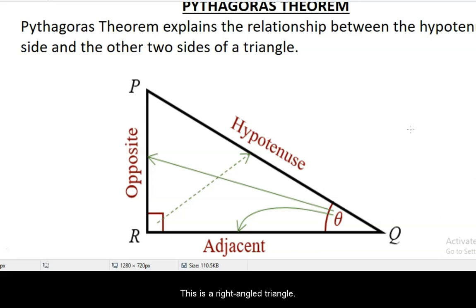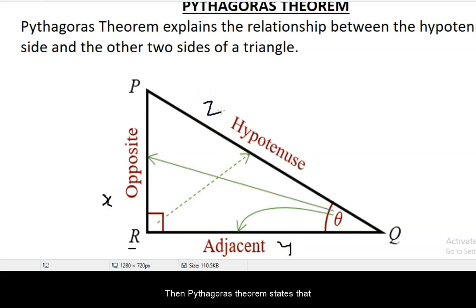Now this is a right-angled triangle. This is the angle that is 90 degrees. The side opposite the angle is the hypotenuse. This is the hypotenuse. Suppose the other two sides are x and y. Let's say this is x. Let's say this is y. And suppose the hypotenuse itself is z.